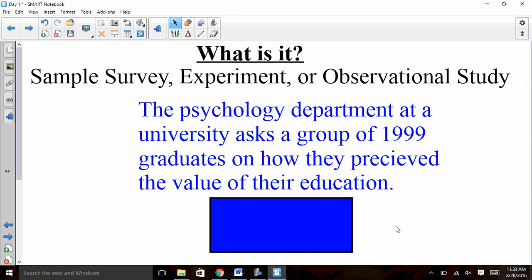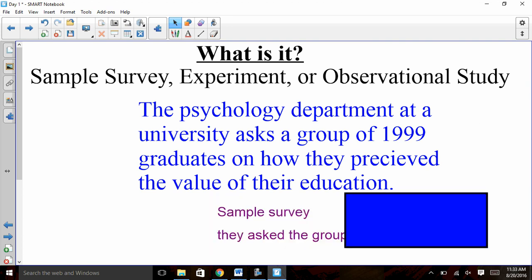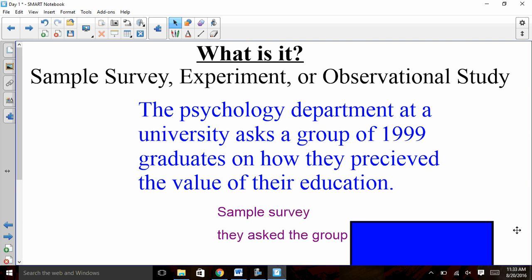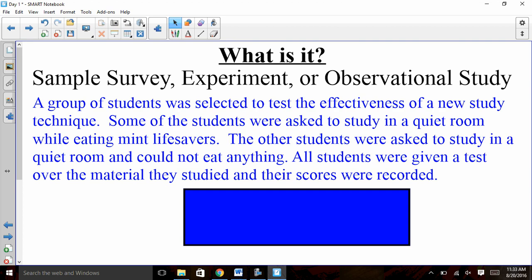Next one. The psychology department at a university asked a group of 1999 graduates how they perceived the value of their education. So basically, they went out and asked people what they thought. So, sample survey, experiment, or observational study? Sample survey. They went ahead and they asked the group what they thought. They asked their opinion. So whenever that's done, it's a sample survey.